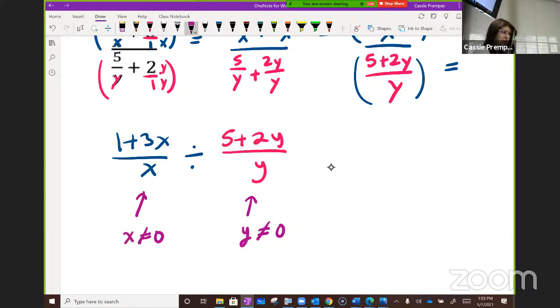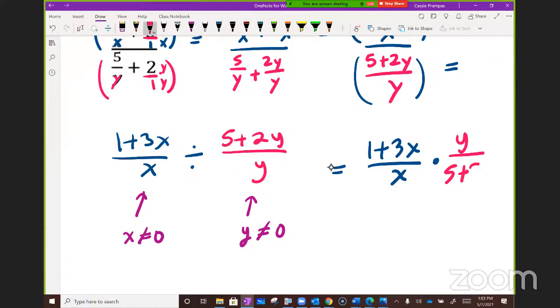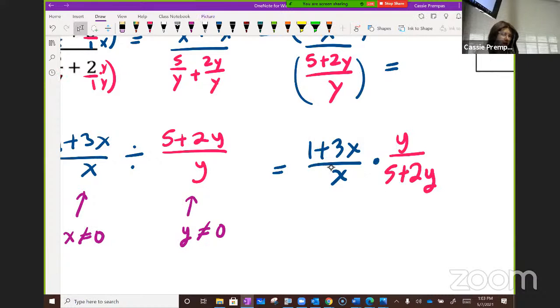Now I can simplify. When you simplify, keep the first fraction. Don't flip that one. So we have 1 plus 3x over x. Then multiply by the reciprocal of the second one: y over 5 plus 2y. Now I have a new denominator, so I have a new restriction. Might be a little bit tricky. What's the new restriction? Any ideas? 5 plus 2y can't equal 0. Perfect.